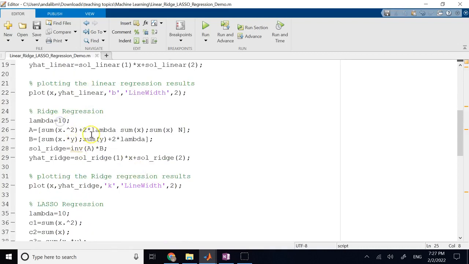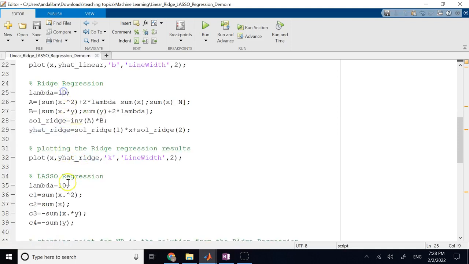For ridge, I have to add the lambda terms as I showed you. And that gives me the A and B for the ridge. And then I can form my Y hat, the estimate. I use a lambda of 10 here.